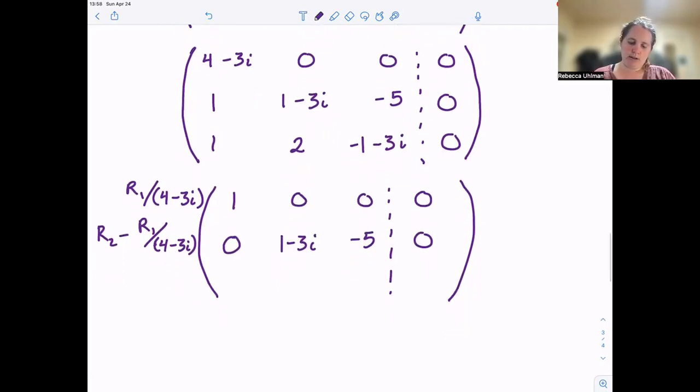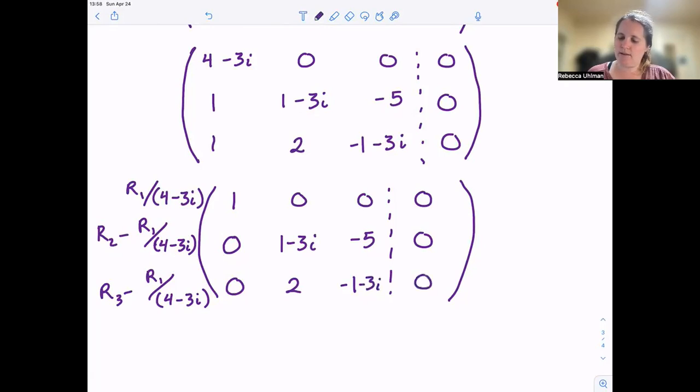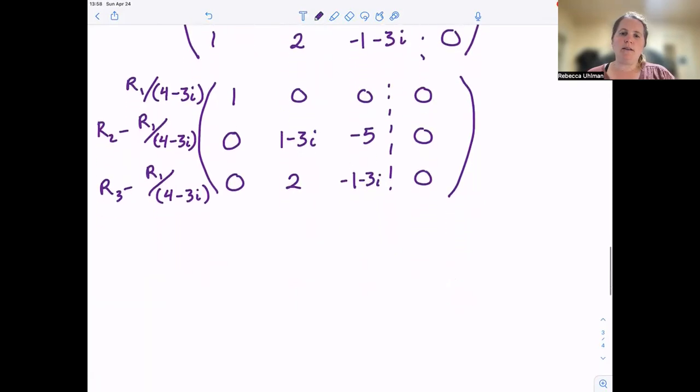And then similarly, let's do row 3 minus row 1 over 4 minus 3i. We again get 0 and then 2, -1 minus 3i. That's a very sloppy 3i. -1 minus 3i and then 0. As we saw in the 2 by 2 case, it's not necessarily obvious that the second row and third row are scalar multiples of each other.